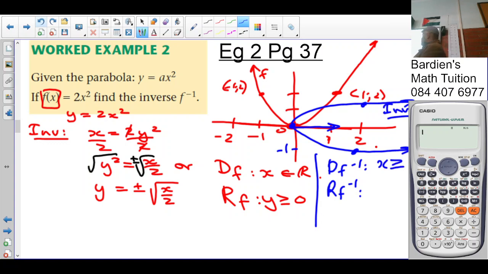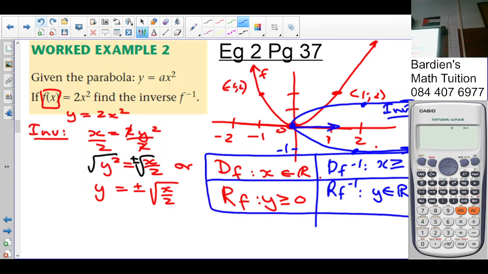Let's look at the range of this graph. The range is all possible y values. You see these arms go open like that. So does this graph exist at negative infinity? Yes. Positive infinity? Yes. So y is an element of the real numbers. What do you notice here? It's basically swapped around. Can you see that x is an element of real numbers, y is an element of all real numbers, y is greater than or equal to 0 and x became greater than or equal to 0?